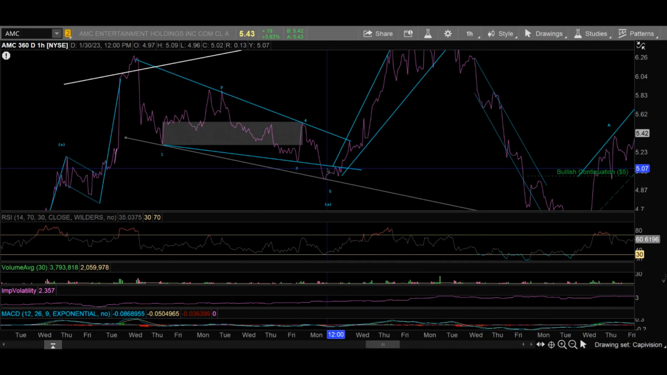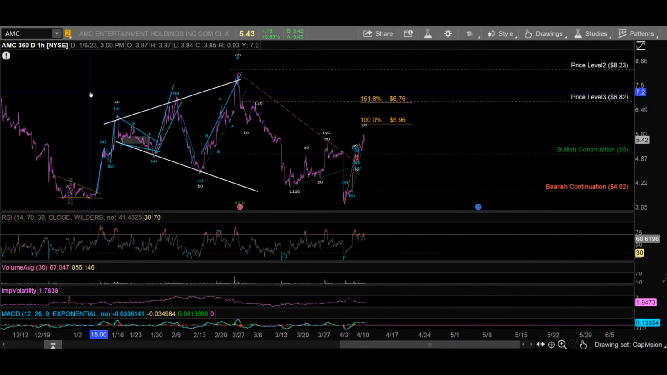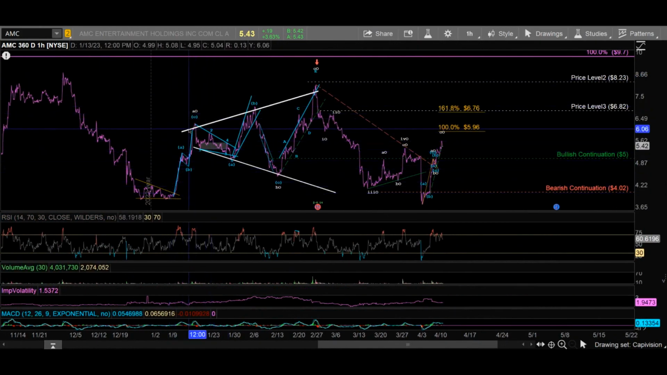Now, the wave position of an ending and a leading diagonal triangle is very important. In this particular instance, it's kind of tricky because this almost looks like it's in the middle of a larger trend, in which case this would need to be a horizontal triangle. So again, this is complicated stuff.